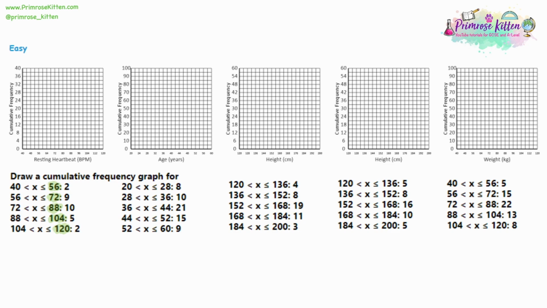So this is about resting heartbeats. So it might be that one person has a heartbeat of 40 and one of 56. It might be that both people have a heartbeat right in the middle and they're both at 48. Or they could be anywhere in between. So where do we plot?